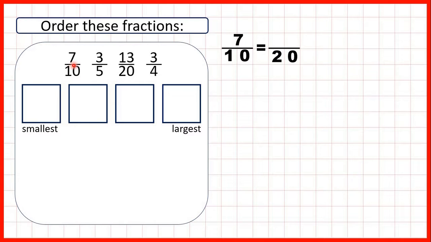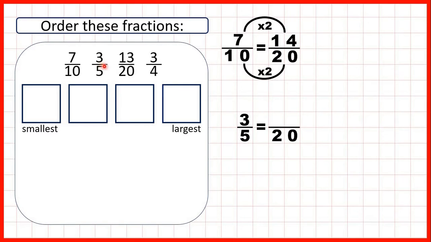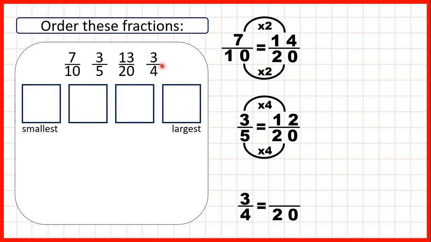So, starting with 7/10, we know that 10 times 2 is 20, and what we do to the denominator, we need to do to the numerator as well, and 7 times 2 is 14. Now, 3/5. 5 times 4 is 20, and 3 times 4 is 12. And finally, for 3/4, 4 times 5 is 20, and 3 times 5 is 15.